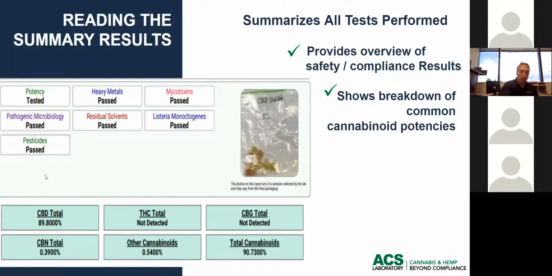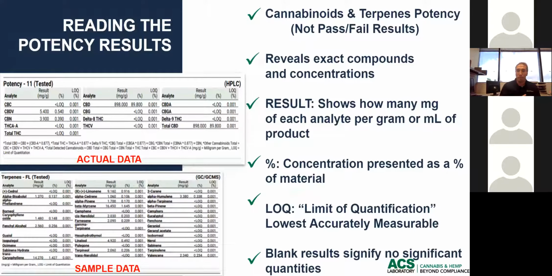But then you also get a breakdown of your potency results here. You can see on here real quick, just on a quick glance of the COA, that this product's got 89.8% CBD, I'm sorry. There's no THC, no CBC, a little bit of CBN and some other cannabinoids there for a total cannabinoid concentration of 90.73%.